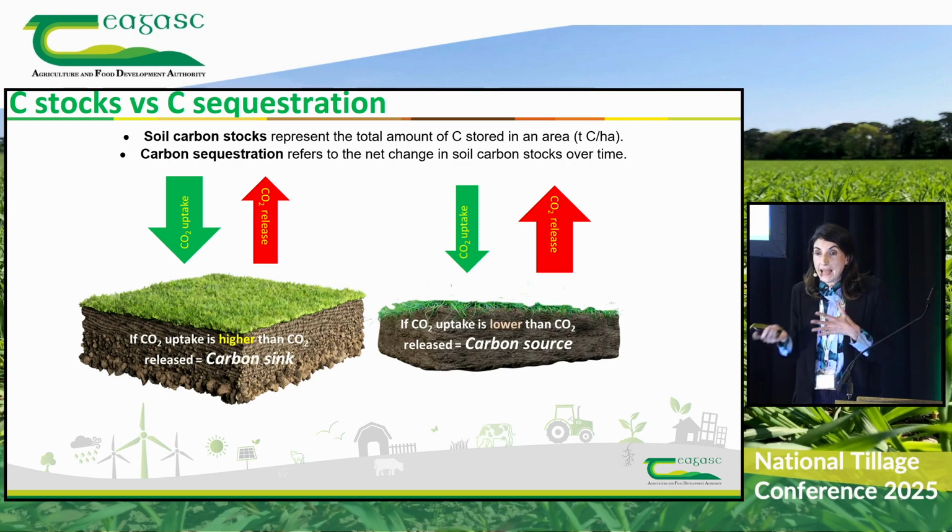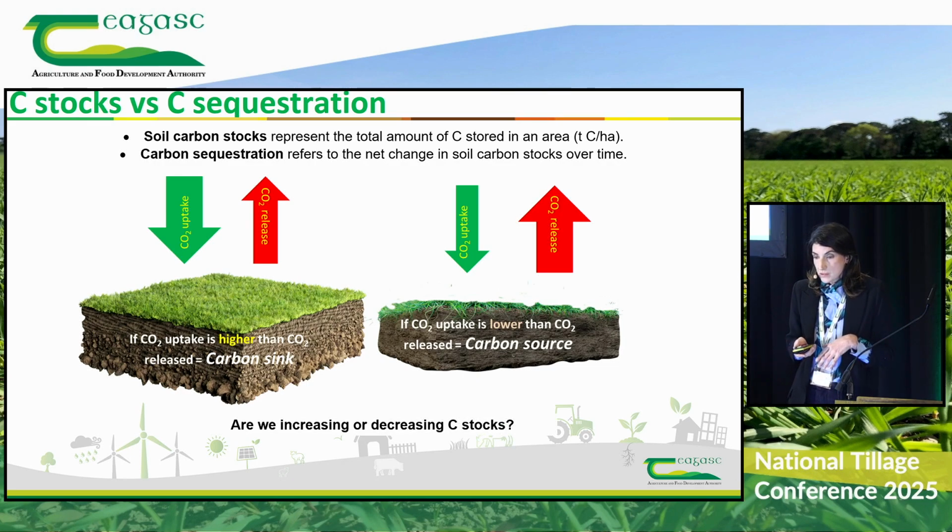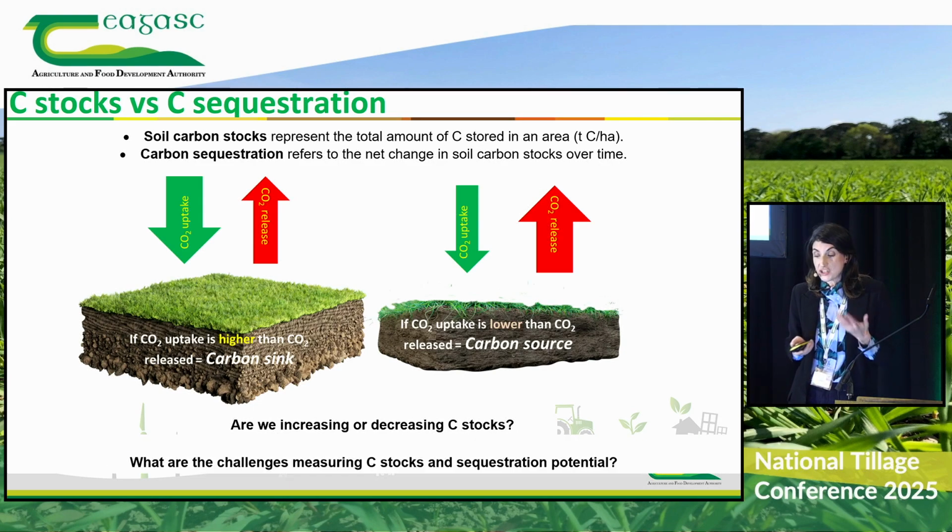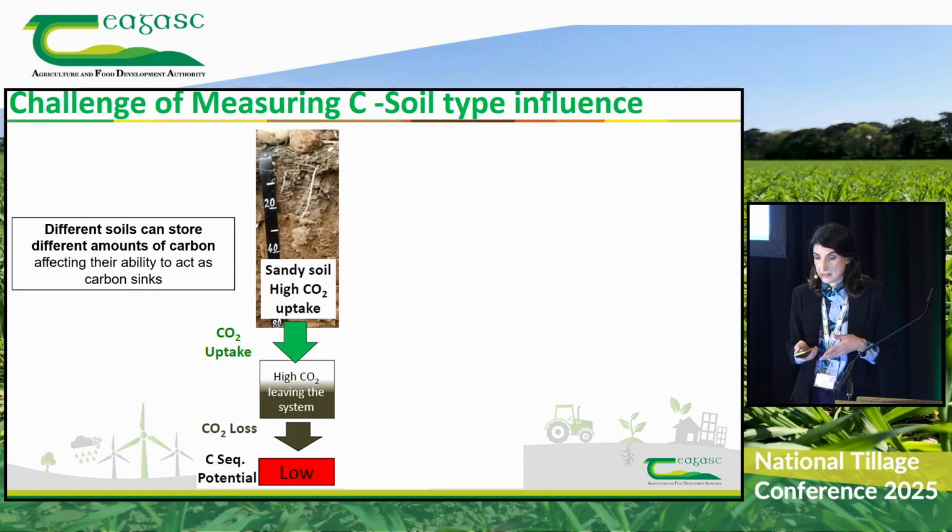Your management can help to shift your system from a source to a sink, potentially. So what we are asking ourselves: are we increasing or decreasing the carbon in our system? This is something that we keep studying. And what are the challenges of measuring carbon stock and sequestration potential over the years?